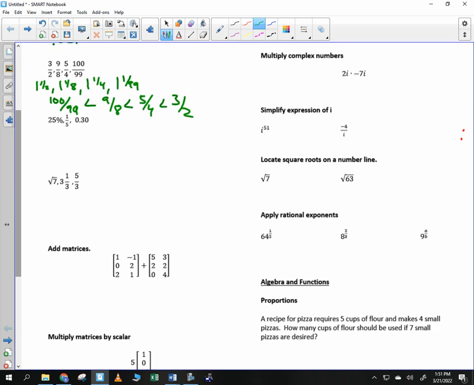I found over the years that a lot of people get the next one wrong. They don't know how to deal with percents. What's 25% as a decimal? 0.25. 1/5 as a decimal? 0.2 because it's 2/10. So 0.2 and then 0.3. So if we're going to order from least to greatest, I have 1/5 is less than 25%, which is less than 0.3.